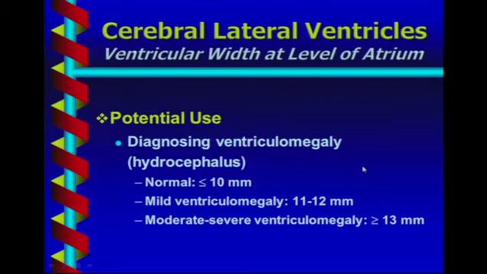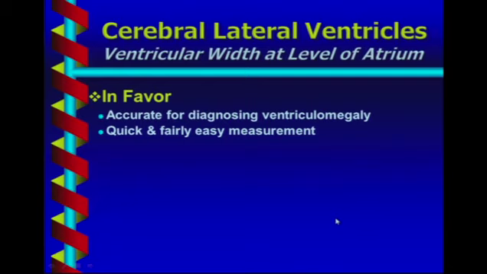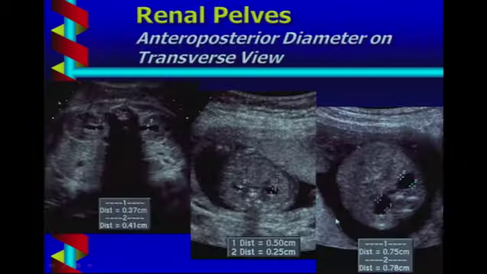So the potential use is diagnosing ventriculomegaly or hydrocephalus: normal is less than 10, mild ventriculomegaly is 11 to 12, and moderate to severe is at least 13. It's accurate for diagnosing ventriculomegaly. It's a quick and fairly easy measurement, nothing against it, and one should always assess the ventricles, either assess them subjectively and measure if it's equivocal or abnormal, or just measure routinely in the second and third trimesters.